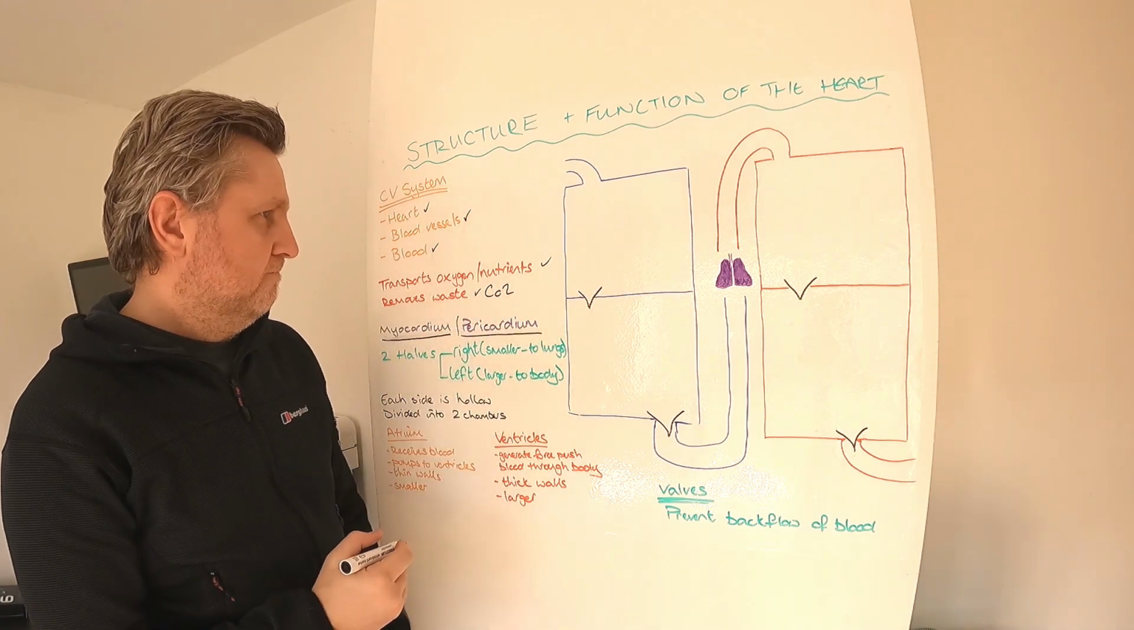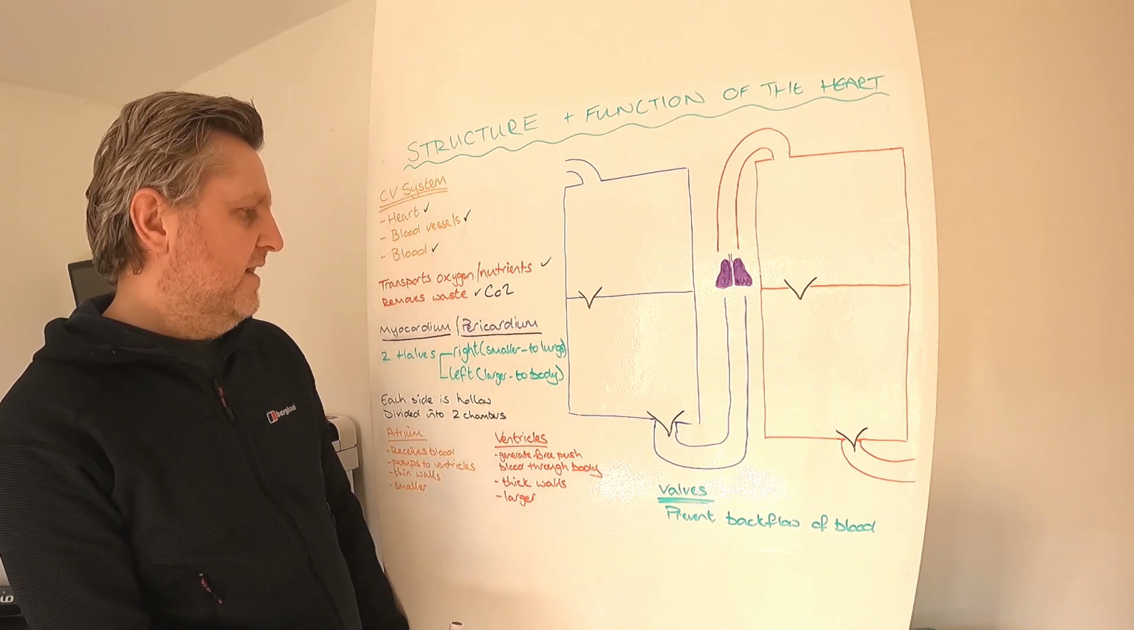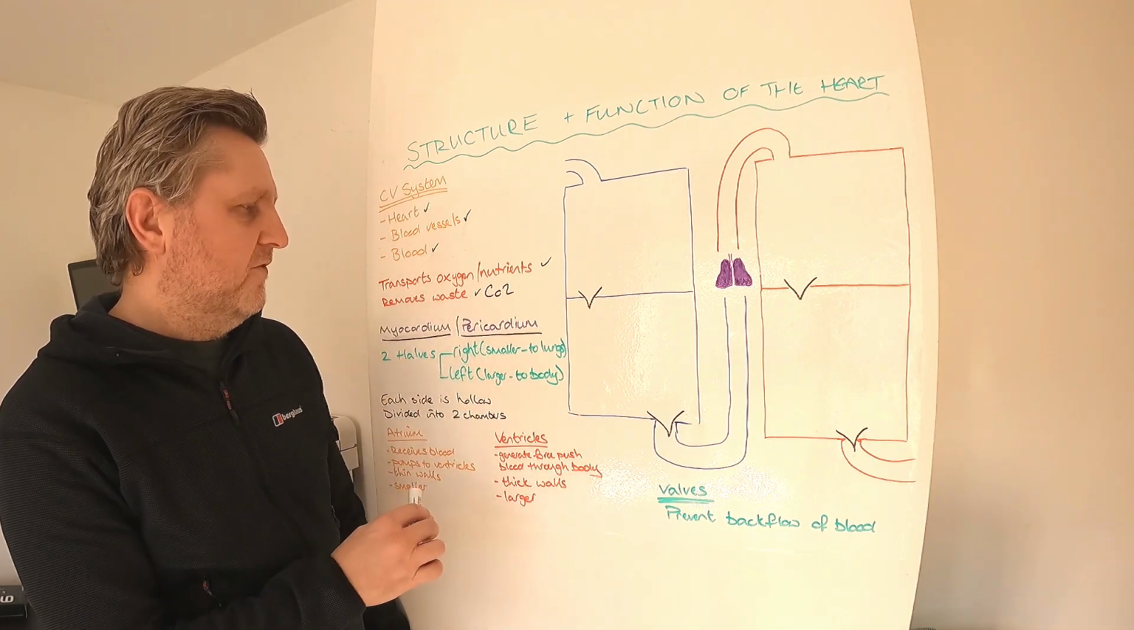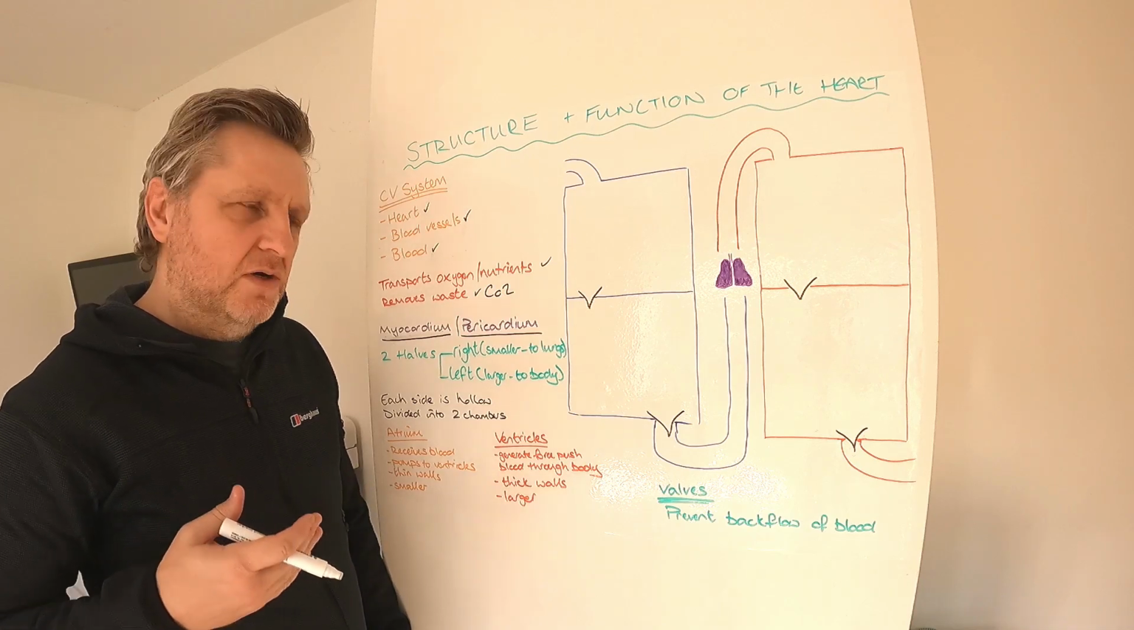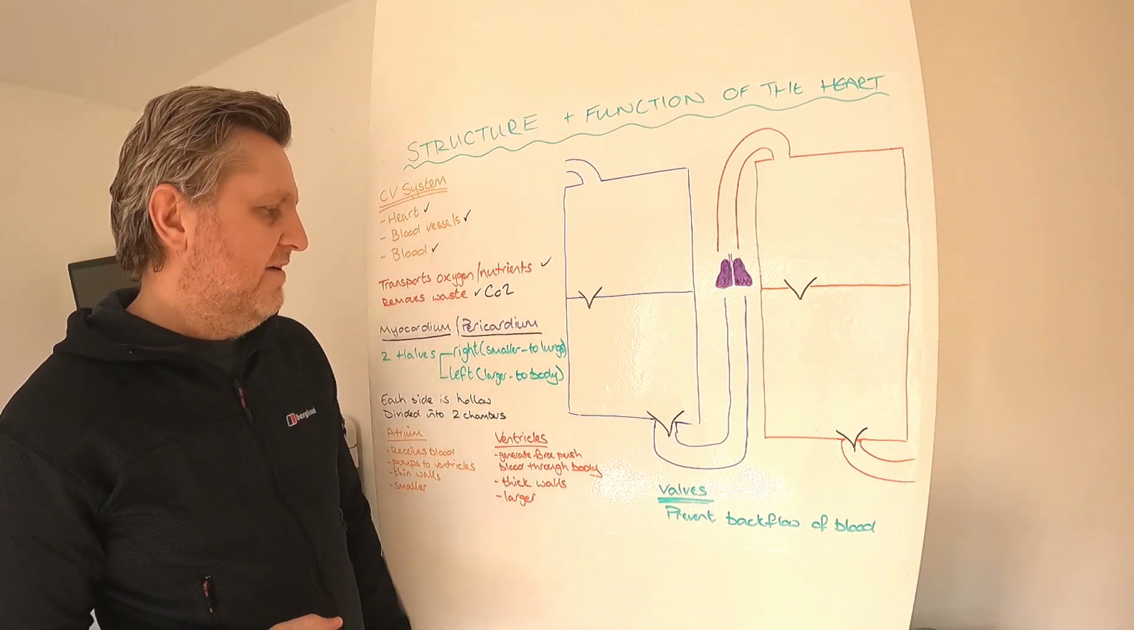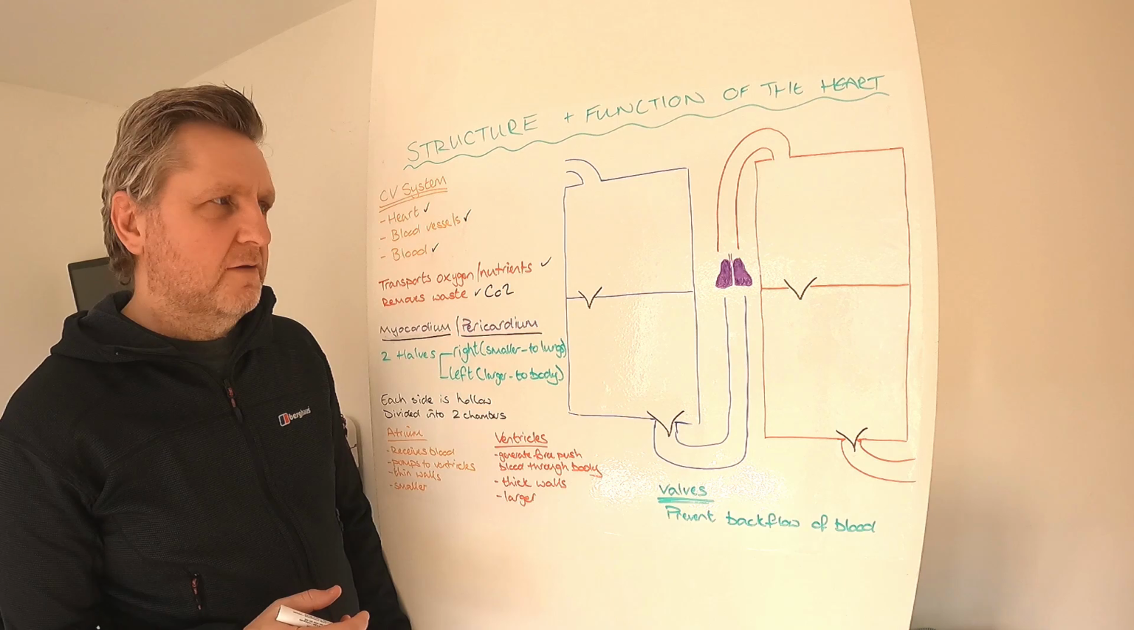Now it's made up of myocardium, which are thick muscular walls, wrapped in a layered sac of pericardium. It's actually split, as you can see here, into two halves. We've got the right half, which is smaller and takes the blood to the lungs, and we've got the left half, which is larger, and that's to the body.